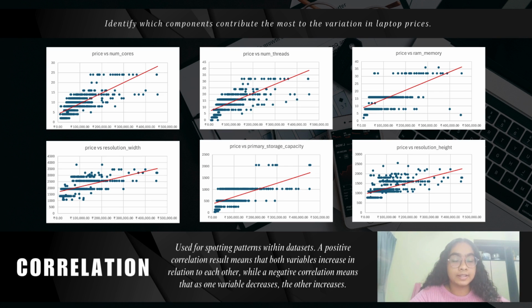Furthermore, the next correlation graph will be the RAM memory. The RAM memory has a strong positive correlation with the price of 0.633. This indicates the laptop with more or bigger RAM memory is generally more expensive.